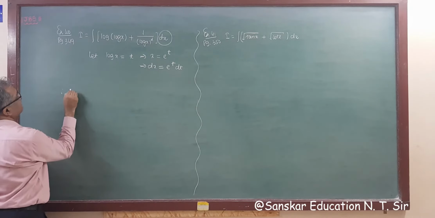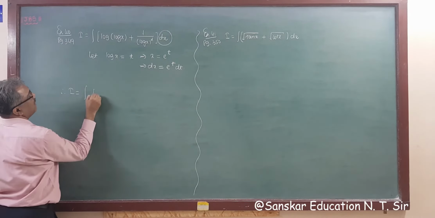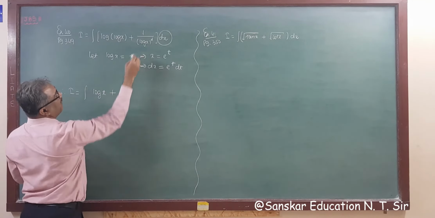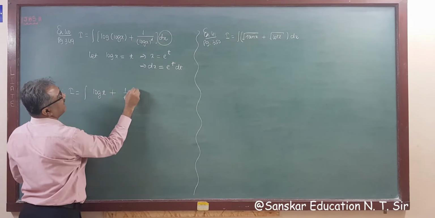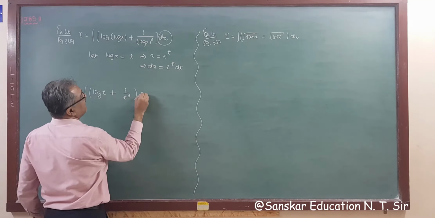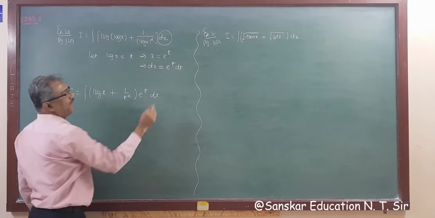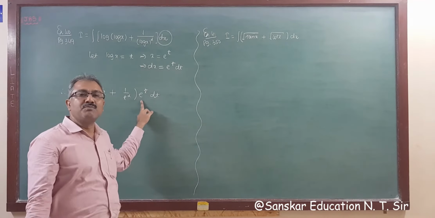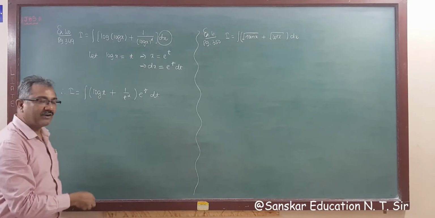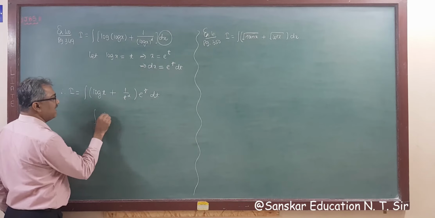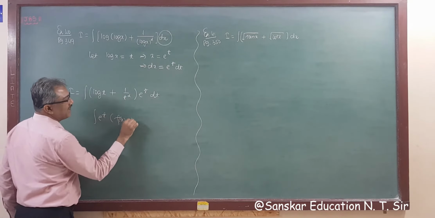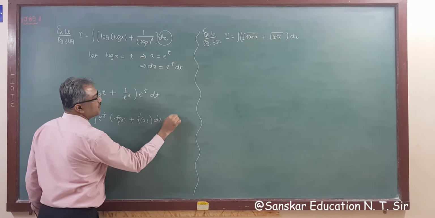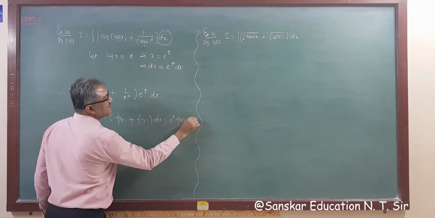So now I is equal to integration log of, log x is t, plus 1 upon log x, that is 1 upon t square, right? And dx is e raised to t dt. Now recall your all concept. If e raised to t is there, then you must have f x plus f dash x. For this formula, integration e raised to x, f x plus f dash x is e raised to x f x plus c. This is the answer.